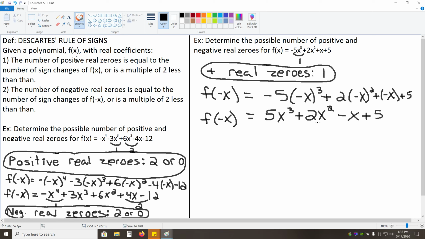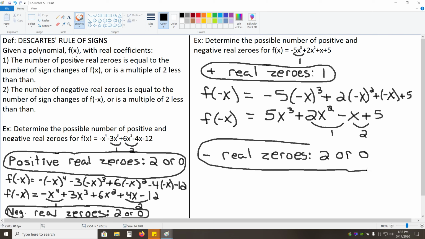How many sign changes do we have? We have 1, 2. So the number of negative real zeros is 2, or an even number less than that, which is 0. Just a quick note, if we had found 4, for instance, then there would be 4, 2, or 0 possible negative real zeros. Any even number less than that.